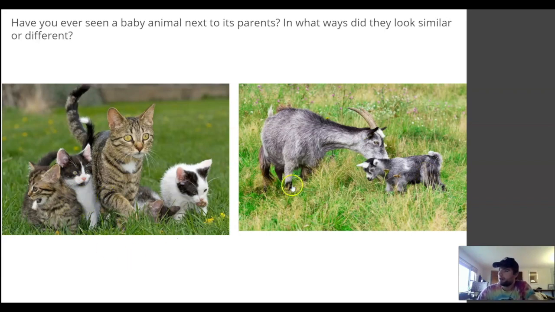And then when we look at the baby goat, let's take a look at one similarity and one difference that you see. And I'll let you guys figure this one out on your own. I'll give you a few seconds. What's one thing that's the same, and what's one thing that's different between the baby and the parent?